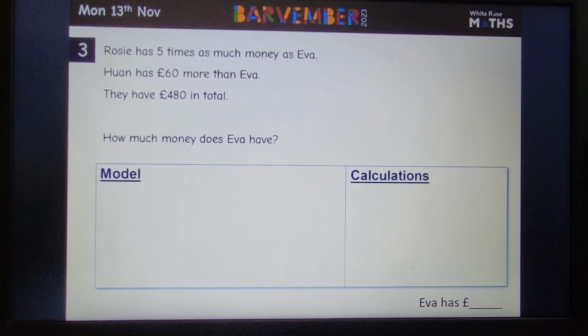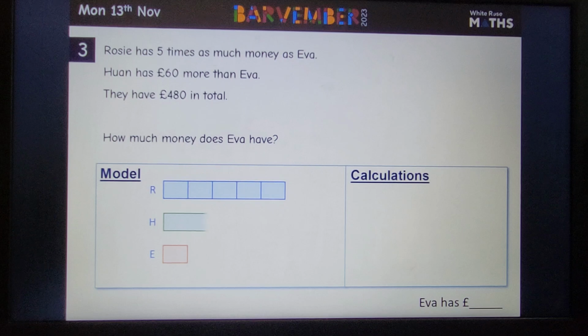So, Rosie has 5 times as much money as Eva. So we know that Rosie has got 5 boxes, okay? 5 times as much. There's going to be 5 boxes more than Eva. Eva's got 1 box. Rosie's got 5 times as many. Juan has got £60 more than Eva. So Juan has got the same amount as Eva plus £60 extra, okay?